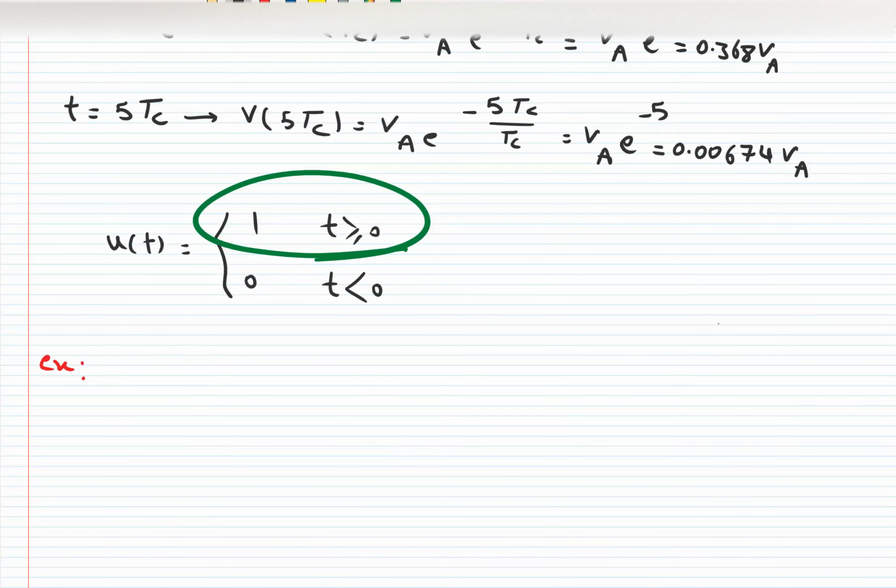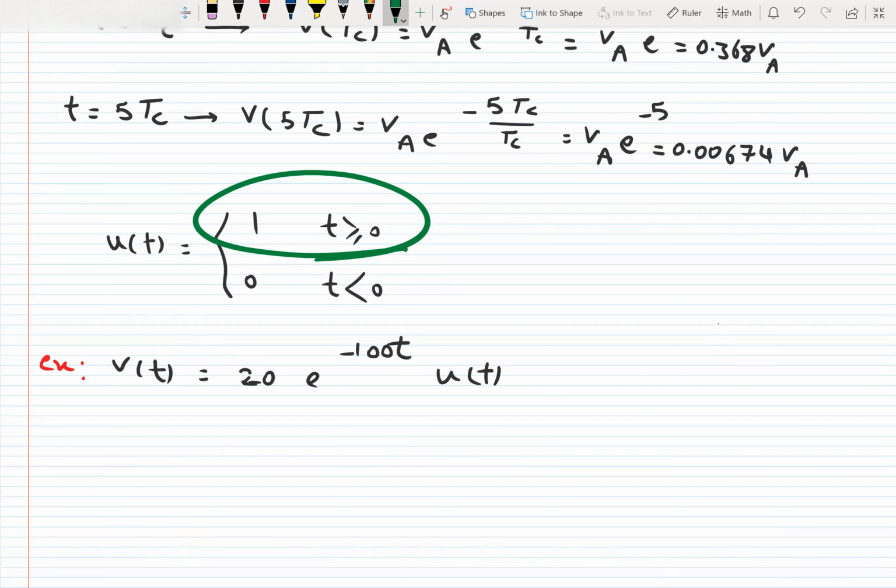Let's consider this signal. V of t is equal to 20 e to the negative 100 t u of t. Okay, the first thing we should find here are, of course, Tc and VA. We know that VA is equal to 20. What about Tc?